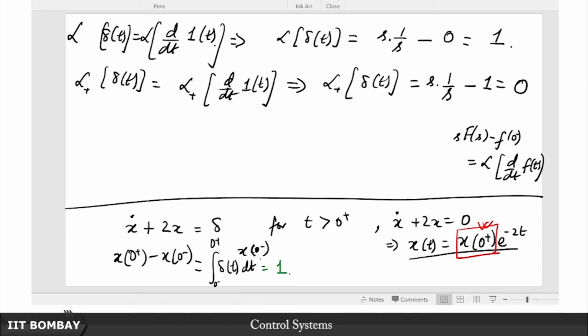This is just 1. So if x at 0 minus is equal to 1, then the solution is x(t) is equal to 2e to the power minus 2t. Why? Because x 0 plus is equal to 1 plus this one, you bring this 1 to the other side, so it becomes 2. So this is the solution, okay.